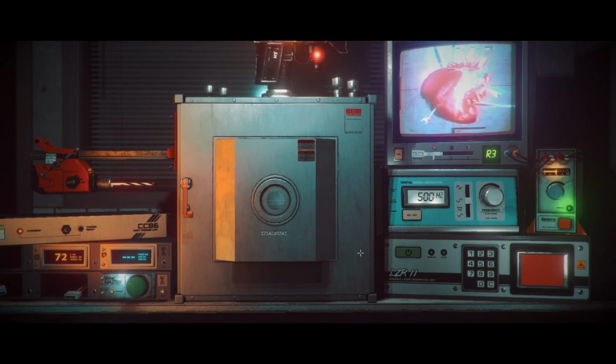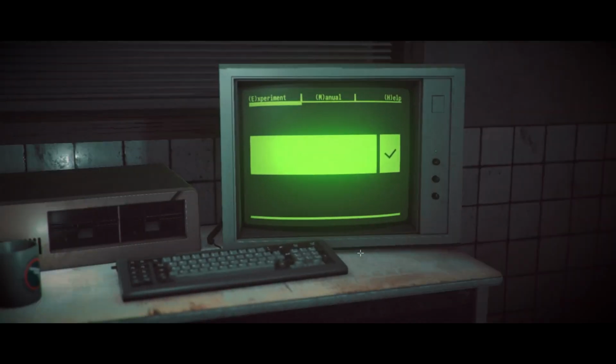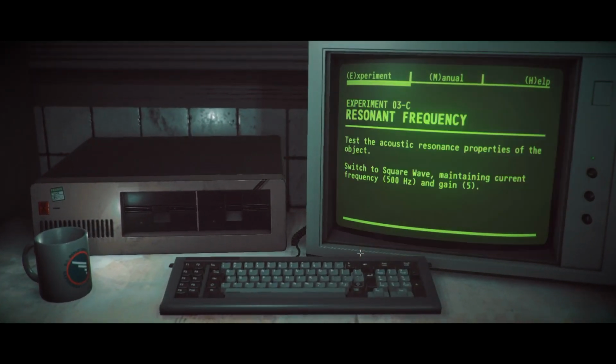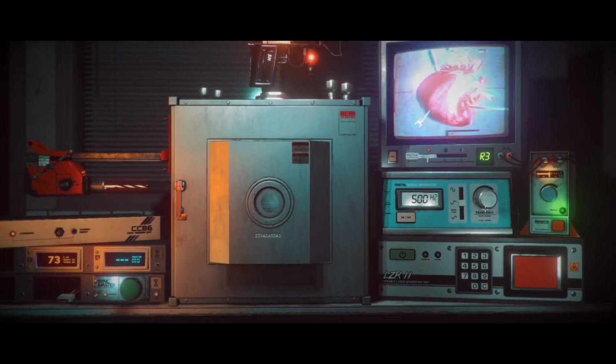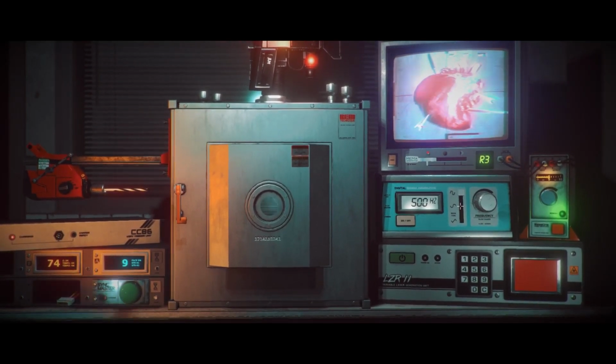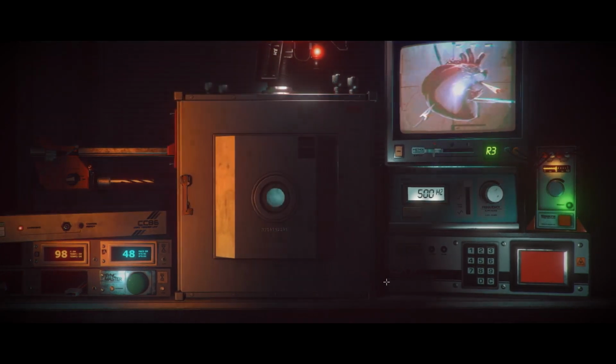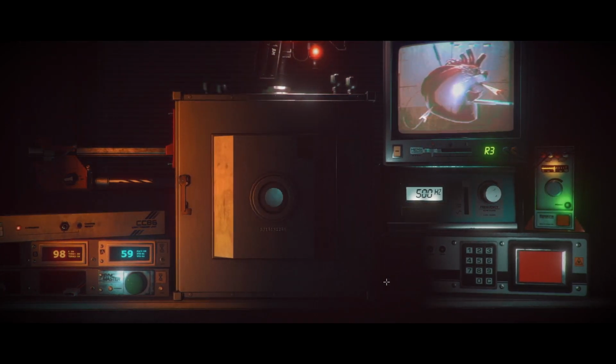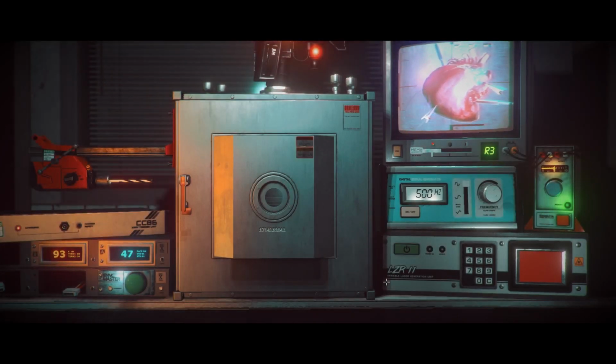Okay, we're going to push further. I'm running out of time. Let's switch around. Okay. Switch to the square wave, maintaining current frequency of 500 and gain of 5. Okay, so we're just switching up to this guy. Seeing good activity on this side. Seeing definite spikes in movement.